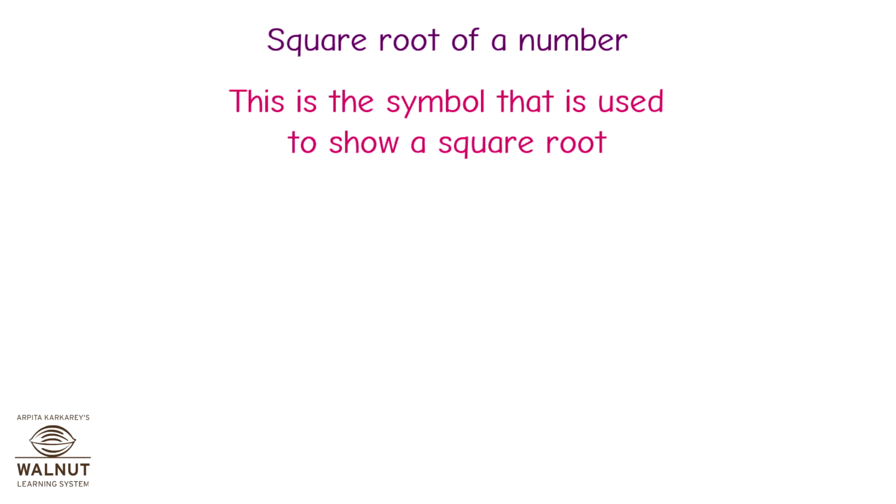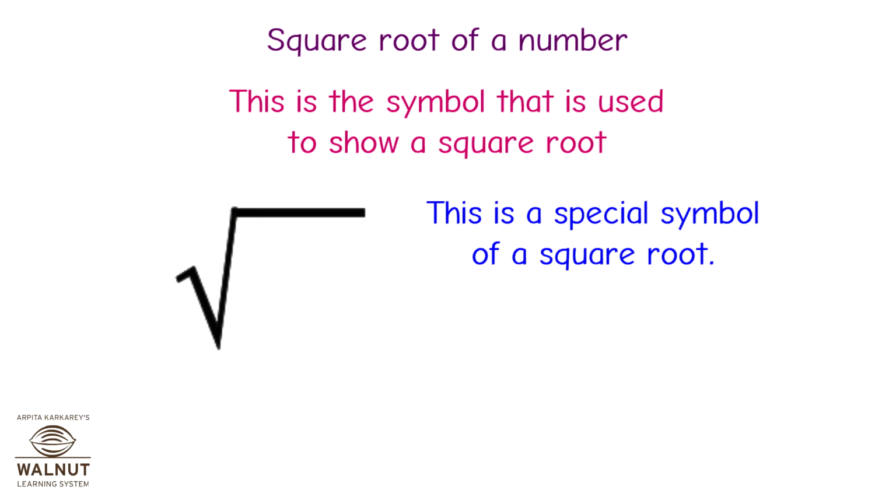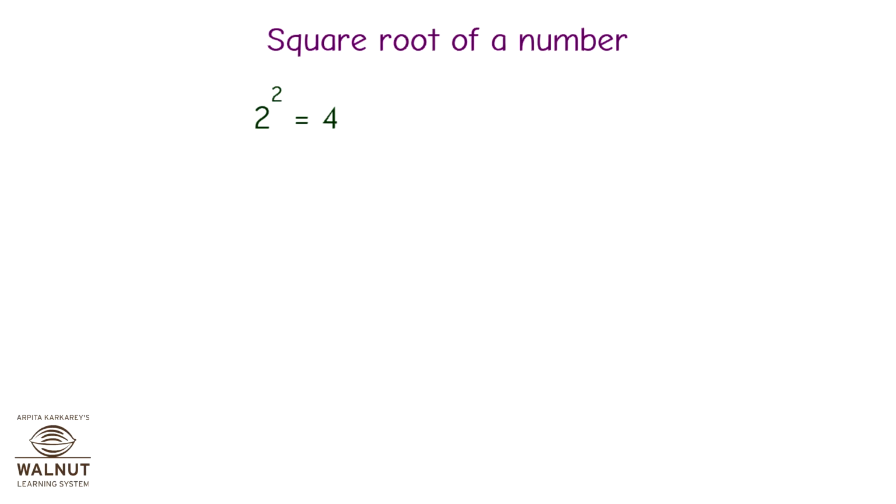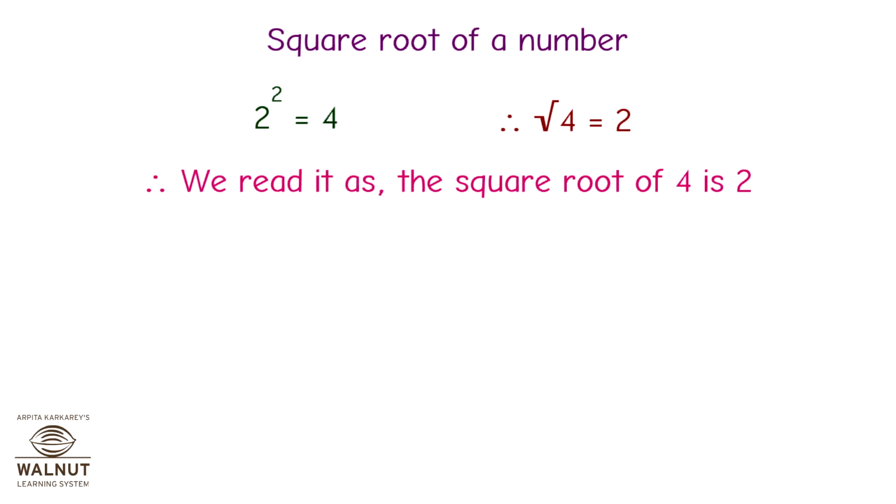This is the symbol that is used to show a square root. This is a special symbol of a square root. It is also called a radical sign. Let us see how it is used. 2 squared is 4. So we write it as the square root of 4 is equal to 2. Therefore, we read it as a square root of 4 is 2.